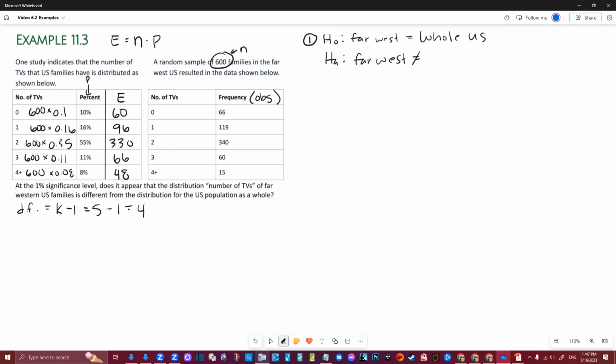That the far west is not equal to the whole US. Those two distributions are different. And we look down here at the bottom, it says at 1% significance level, does it appear that the distribution number of TVs for far west families is different from the distribution of US population as a whole? Different from means not equal to. So the alternative is the claim that we're testing.